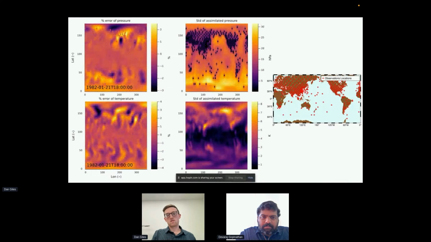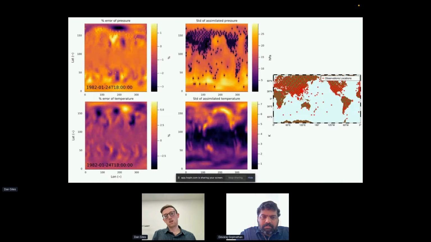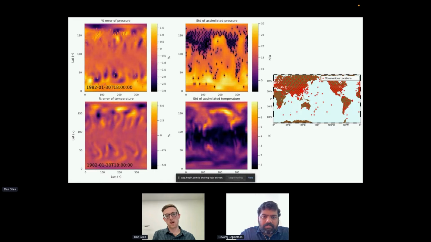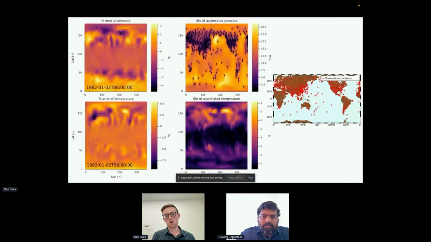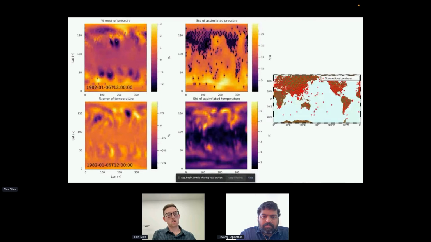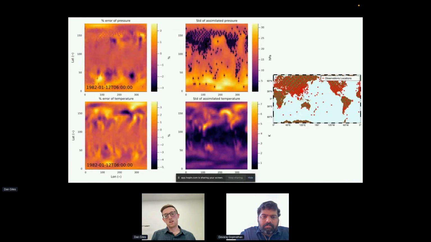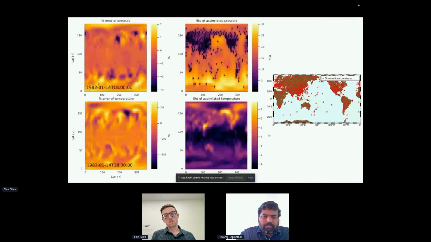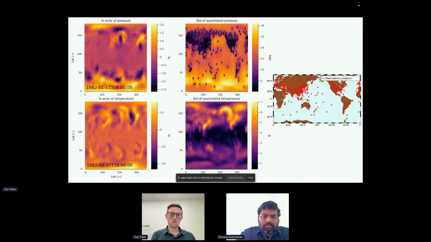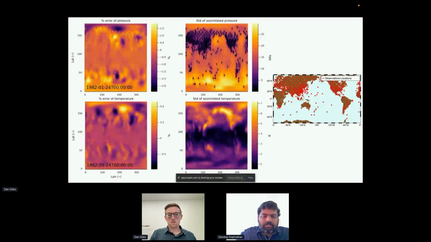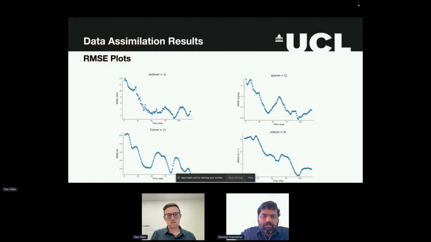What's quite interesting is that the standard deviation closer to the observation locations is a lot less than away from them. The black dots mimic the locations of the observations. In the bottom left we have the percentage error of the simulated temperature, and on the bottom right the standard deviation of the simulated temperature. You can then start looking at, instead of just these movie plots, root mean squared error plots of the surface pressure, specific humidity, temperature, and velocity.